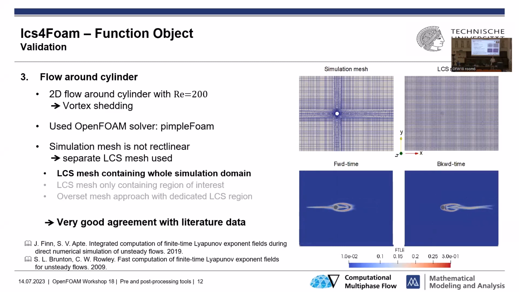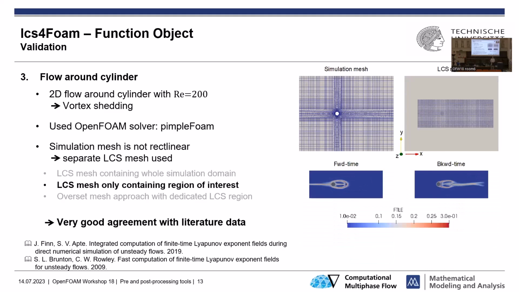However, computing LCS, because you have to track a large set of Lagrangian particles, is quite costly. So we use the option of a separate LCS mesh by using a smaller one, which just covers the region of interest. By that, we can use a much smaller set of particles for the LCS computation. And again, we get the exact same results, but in a much shorter time because the computations are not as costly.